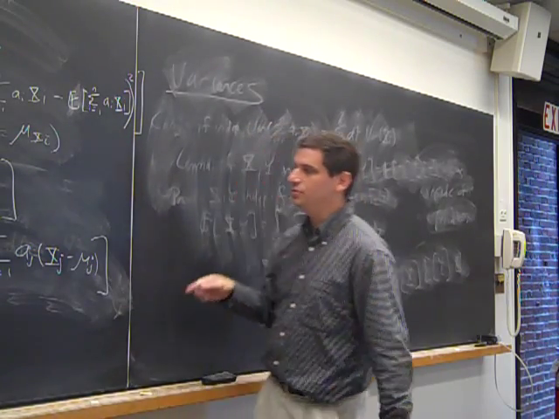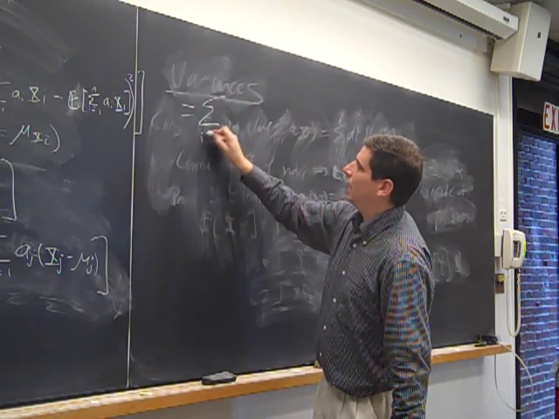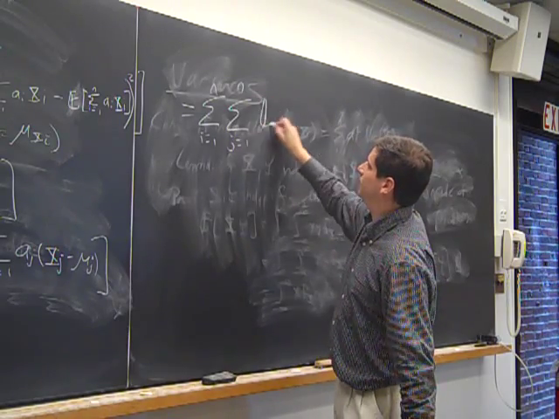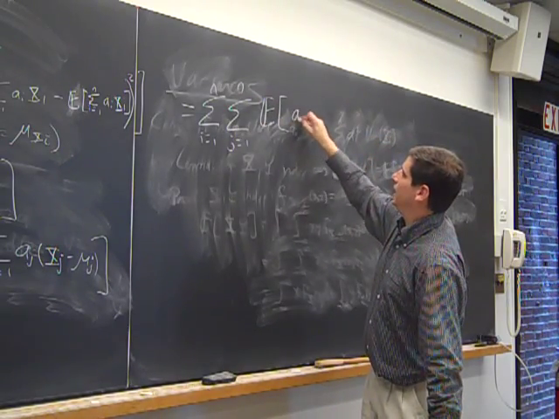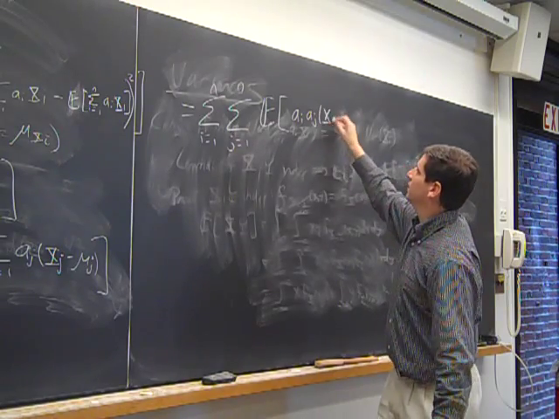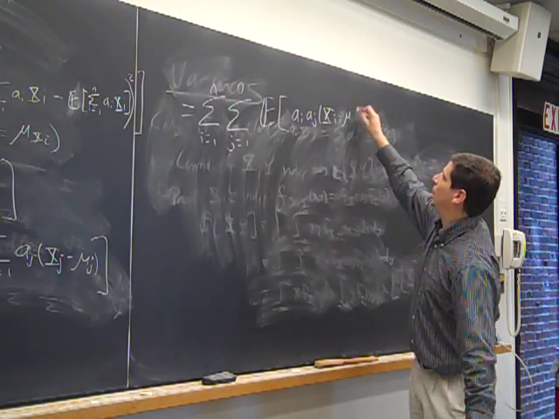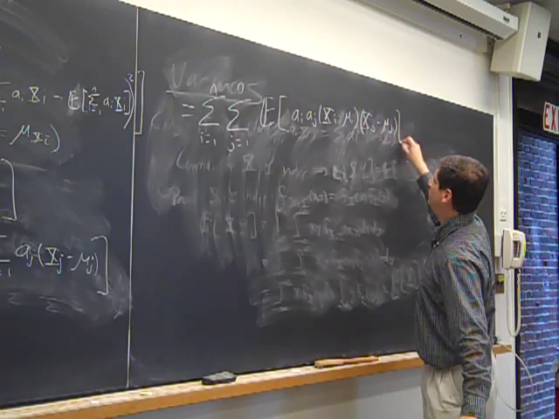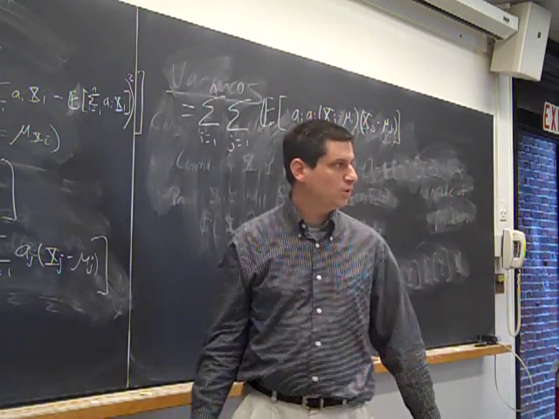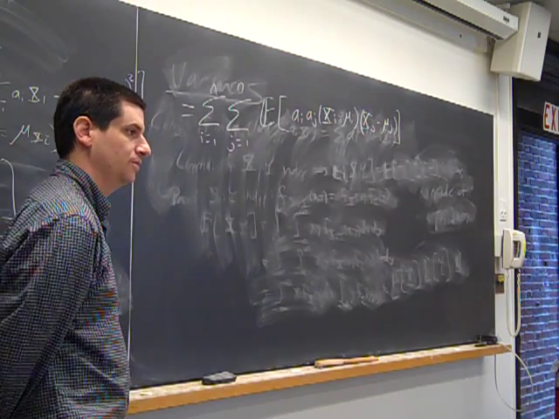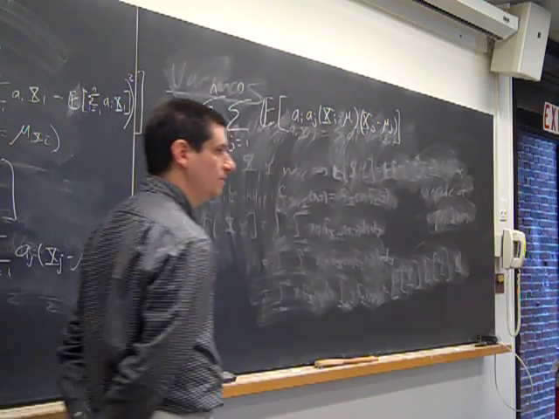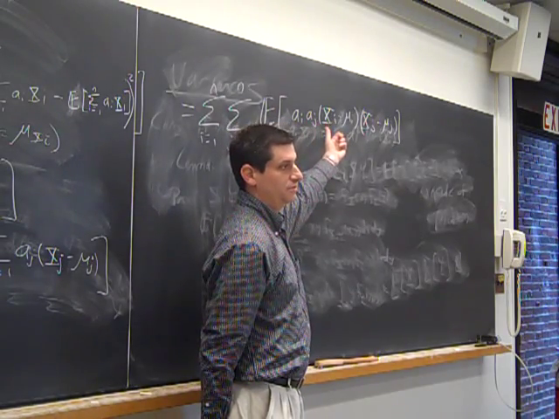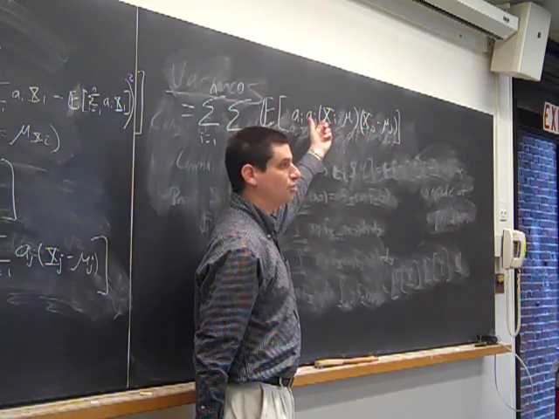So I have the expected value of two sums. This is equal to the sum i goes from 1 to n, the sum j goes from 1 to n, the expected value of a_i a_j (X_i minus mu_i)(X_j minus mu_j). And in fact, if I want to use linearity again, what could I pull out? I could pull out the a_i a_j. a_i a_j is a constant.